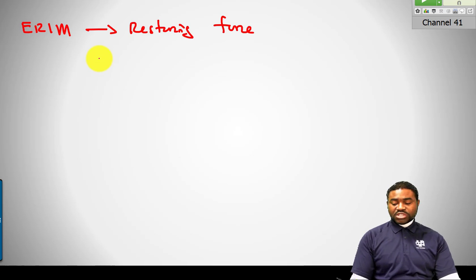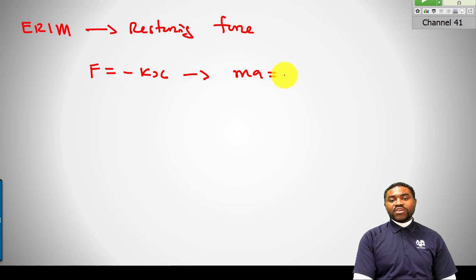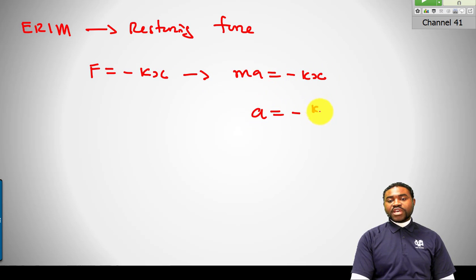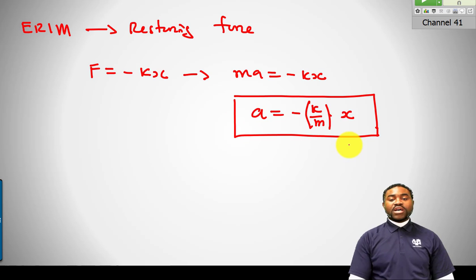Let's put it mathematically, which you will be amazed how simple it looks. F is equal to negative kx. And recall that this F is a restoring force, which implies that ma is equal to negative kx. Therefore, a is equal to negative k over m multiplied by what? x. Therefore, this gives you the acceleration of a particle undergoing simple harmonic motion. Now, this constant is always positive.